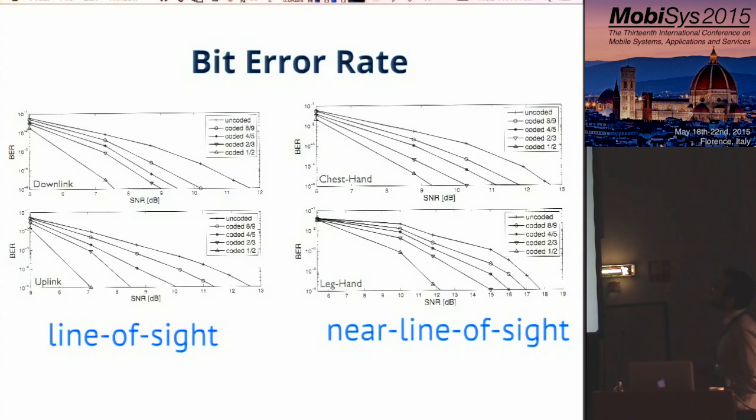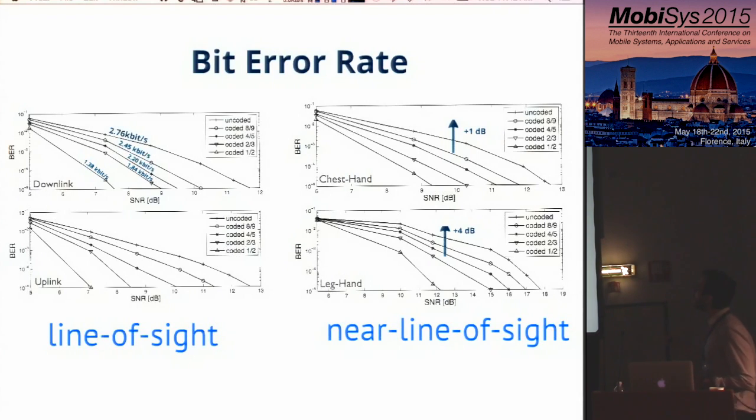We test our system in terms of bit error rate as a function of the SNR. In line of sight, we observe that, of course, by increasing the SNR, we are decreasing the bit error rate. We also plot different curves for different forward error correction coding rates: uncoded communication, and then 8/9, 3/4, 2/3, and 1/2. By decreasing the coding rate, we are basically increasing the robustness of the system, so we have a lower bit error rate. But at the same time, we are reducing the data rate. We go from 276 kilobits per second for the uncoded down to 138 kilobits per second for the 1/2 coded. So we trade reliability for data rate.